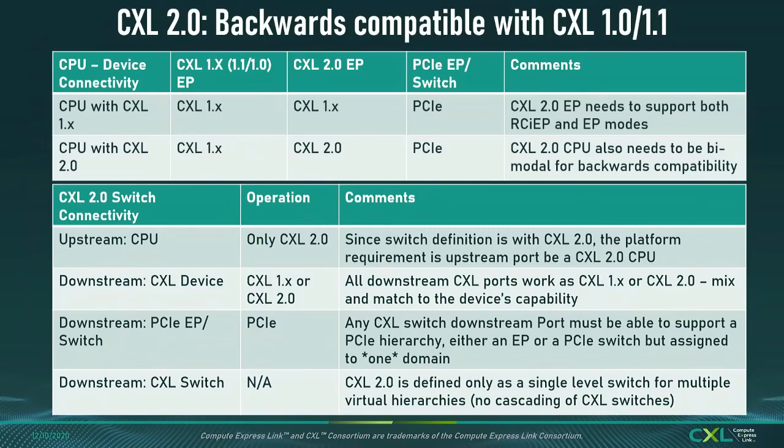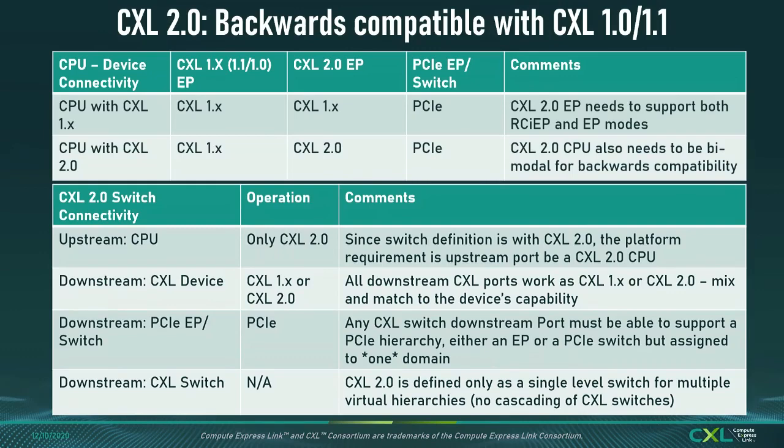Now let's look into the switch connectivity. A switch will of course have an upstream port, which is the CPU. If that's connected, it has to work as a CXL 2.0 because there is no 1.0 or 1.1 definition of the switch. And that's fine because if you are a platform provider, you put down a switch, you need to make sure that you're connecting your switch into a CPU that is capable of having switching capability.